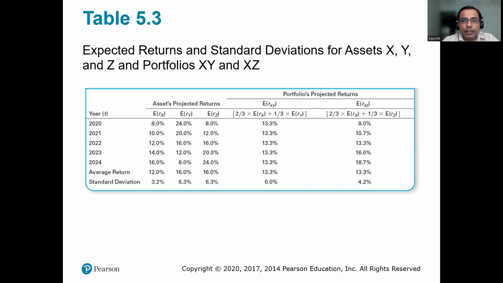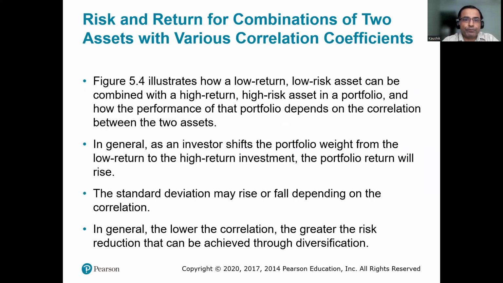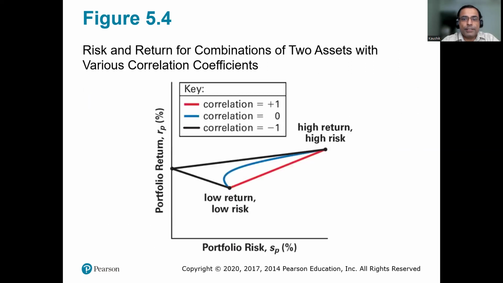We have another set of portfolios, the assets X, Y, Z, and we create two portfolios. One is with asset X and Y, and the other with asset X and Z. And we find the portfolio returns based on the percentage contribution of each asset in their portfolio. So let's move on to this graph.